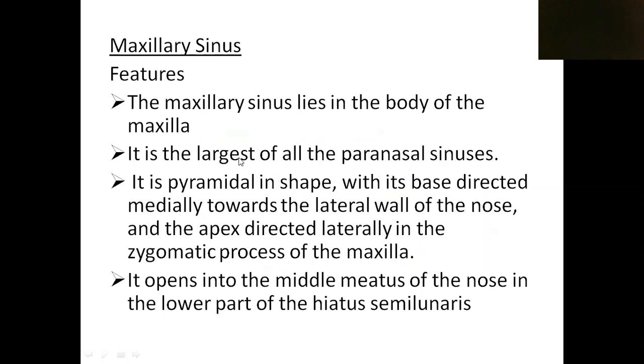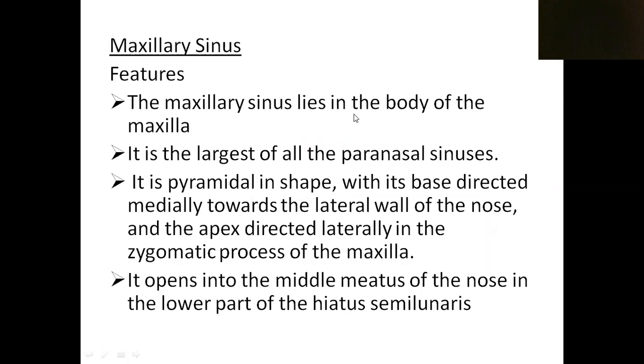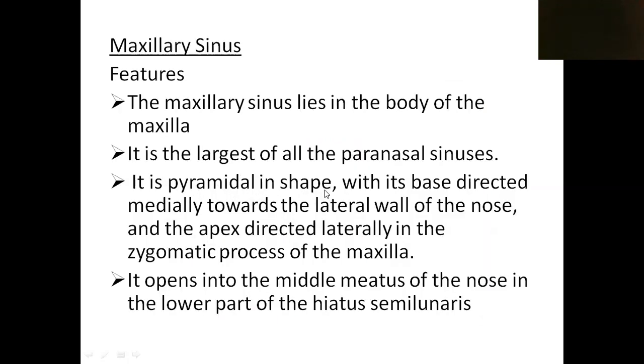Now we are going to the important sinus, maxillary sinus. Maxillary sinus is a pyramid-shaped cavity. Here comes the base, and this is the apex. This diagram is not that clear, but almost like this. It's a pyramid-shaped cavity seen inside the body of the maxilla. Maxilla has a body and four processes, so we have to specify it is seen in the body of the maxilla. It is the largest air sinus.